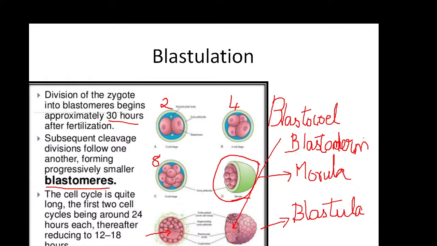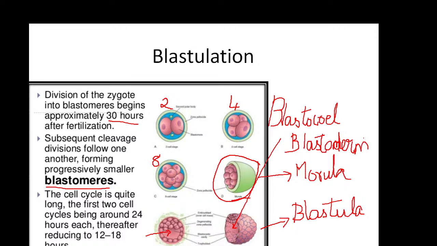The formation of blastula is called blastulation. Second, the cells in the blastula are called blastomeres. Third, blastula means the morula undergoes differentiation or rearrangement to form a hollow sphere of cells, and that structure is called blastula. Blastula has a cavity inside. The name of the cavity is blastocoele. The layer of cells which surround the blastocoele is called blastoderm. These are the 4 points to remember about blastula. So the formation of blastula is blastulation.